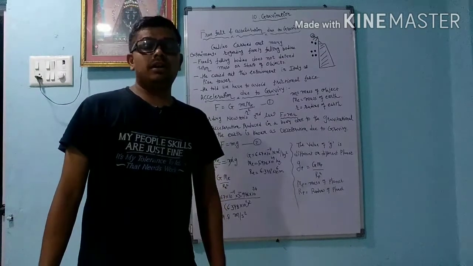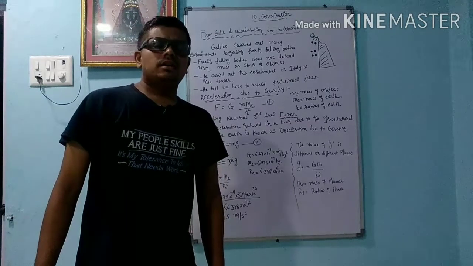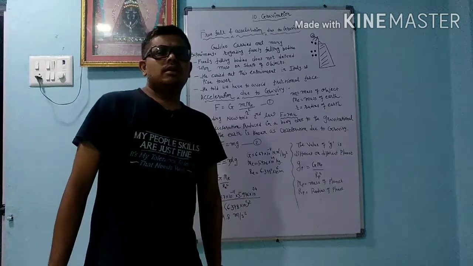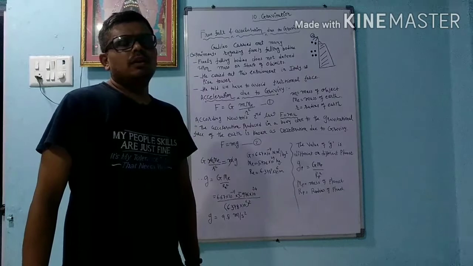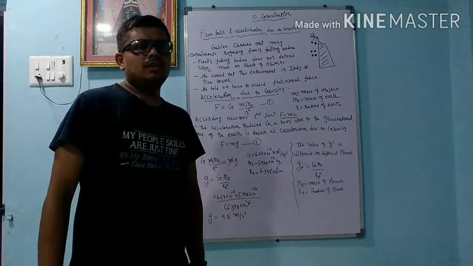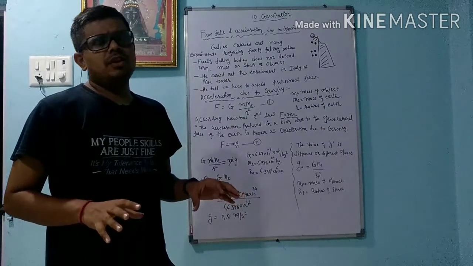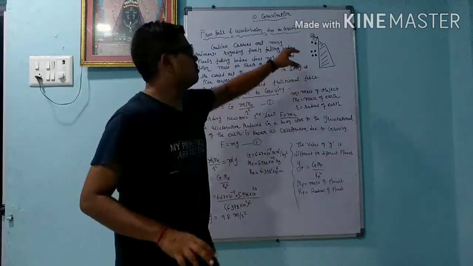Okay, we have a very great scientist. His name was Galileo Galilei. On the Pisa Tower he carried out one activity. He took two balls, or two objects, which have different masses, and dropped those objects.